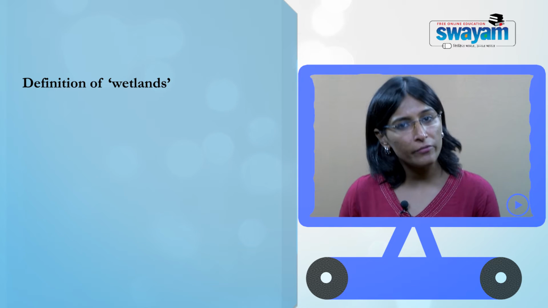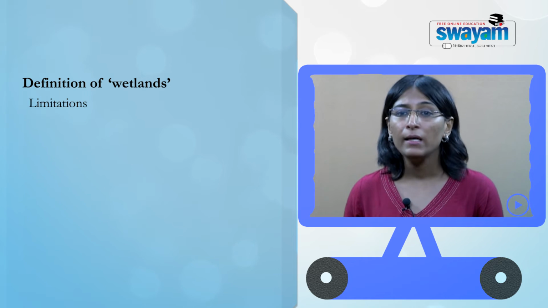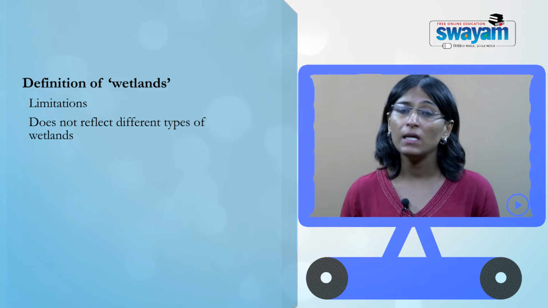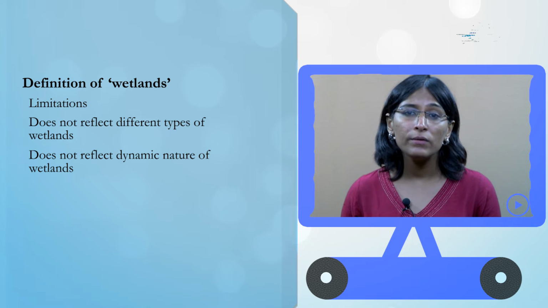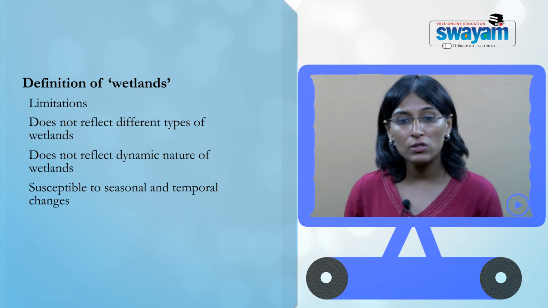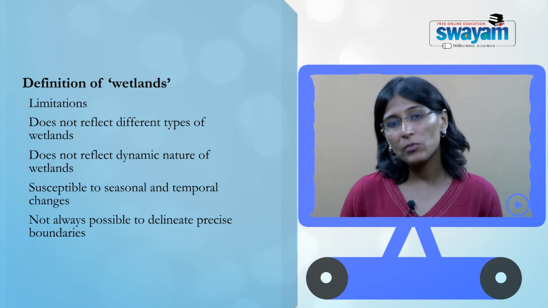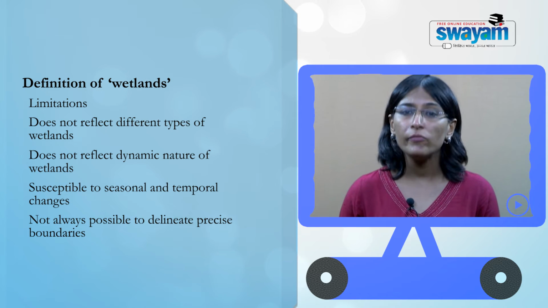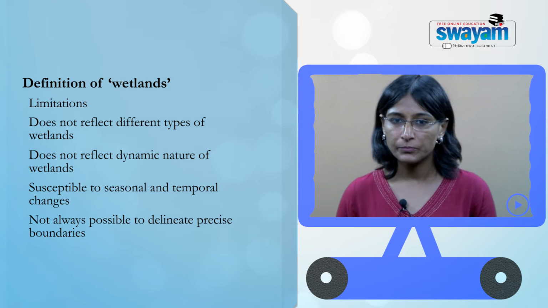It's quite a comprehensive definition of wetlands, but there are certain limitations to this definition. Firstly, it does not reflect the different types of wetlands that exist. Secondly, it does not reflect the dynamic nature of wetlands. For example, we know that wetlands are susceptible to seasonal and time-related changes, and further, it is not always possible to delineate the precise boundaries of a wetland. Unfortunately, these characteristics of a wetland are not reflected in the definition that is included in the Ramsar Convention.